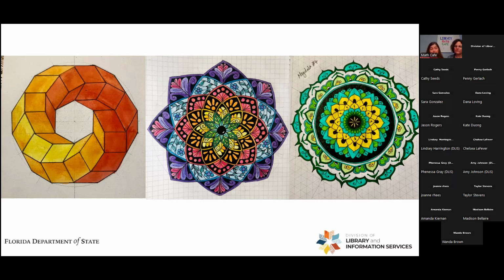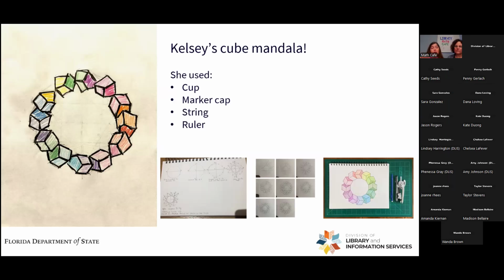And Chelsea, if you want to go ahead and drop that into the chat. But here's the one I made. This was from a direction on their website. And they wanted us to use a protractor and all of this stuff. And I didn't have that. So I got a cup to make the big circle. I used a marker to make the little circles, and then a string to help me figure out kind of what the center of the circle was. And then a ruler to draw the lines and the boxes and kind of connect everything. So even though I didn't have all of the tools that were being asked of me, I could still make a pretty close impression of this mandala.